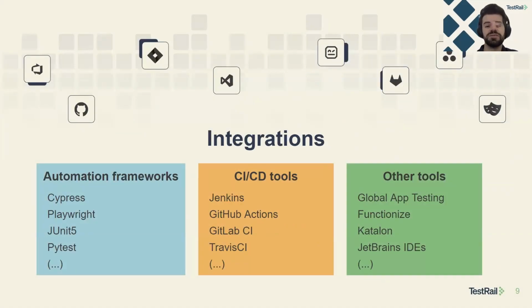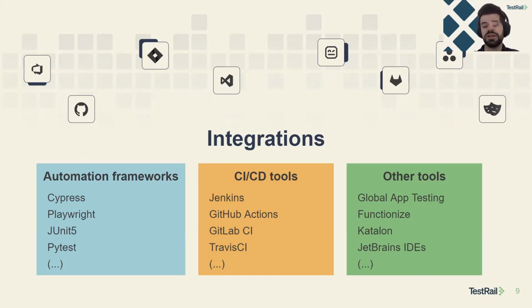And here is a list of examples of integrations. This is split in different sections. So automation frameworks: you can integrate test results from Cypress, Playwright, JUnit, PyTest, all the usual suspects when it comes to test automation, among others. There's a lot more. You can also do this from your CI and CD tools, so from Jenkins, GitHub Actions, GitLab CI, Travis CI, etc. You should be able to run your automated tests using your preferred framework in any of these tools and then send the results back to TestRail, and also maybe even create test cases in TestRail from these tools as well.